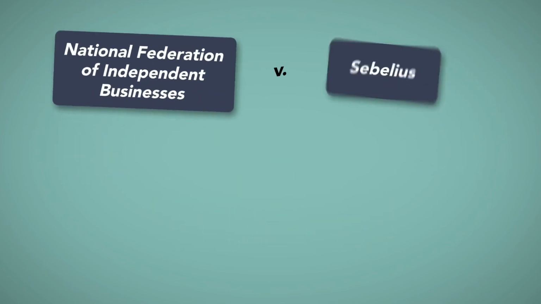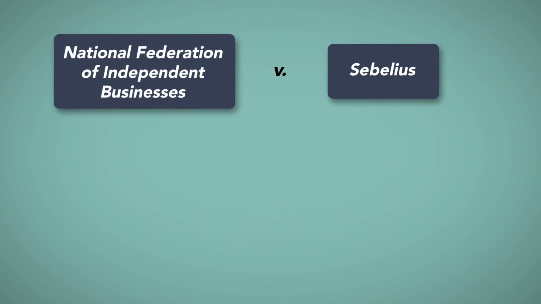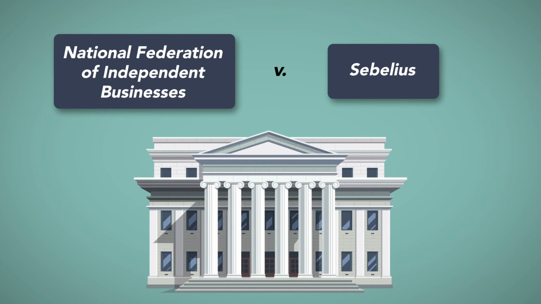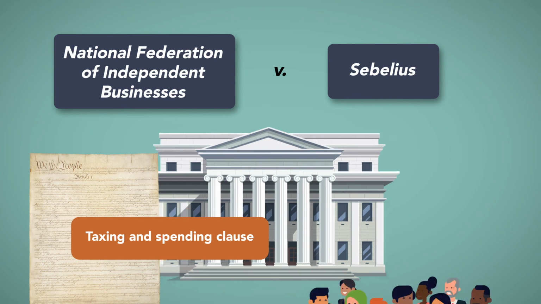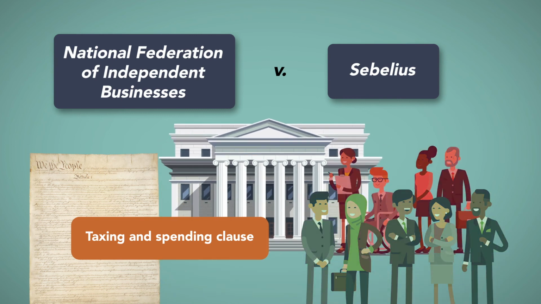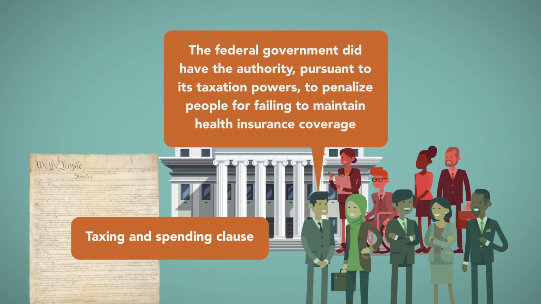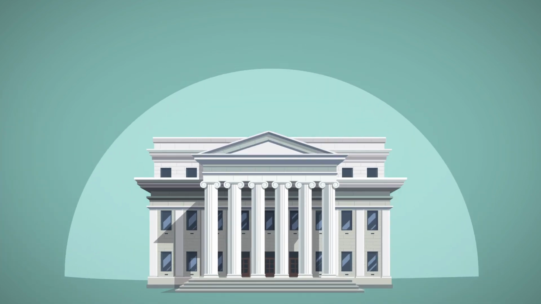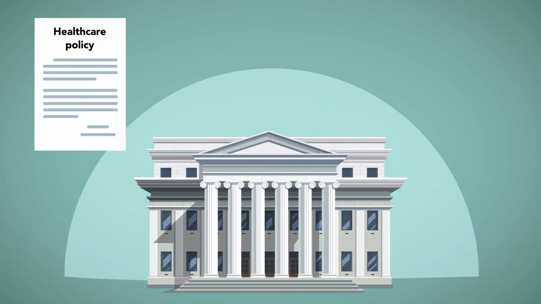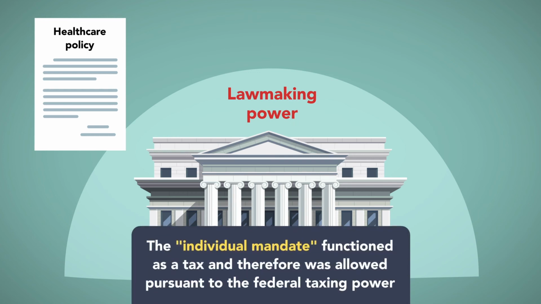In National Federation of Independent Businesses versus Sebelius, the Supreme Court decided that the law was a valid exercise of federal authority under the Taxing and Spending Clause. The court, in a 5-4 decision, ruled that the federal government did not have the authority, pursuant to its taxation powers, to penalize people for failing to maintain health insurance coverage. The court ruled that even though setting healthcare policy is outside the bounds of Congress's lawmaking power under other Article I clauses, the individual mandate functioned as a tax and therefore was allowed pursuant to the federal taxing power.